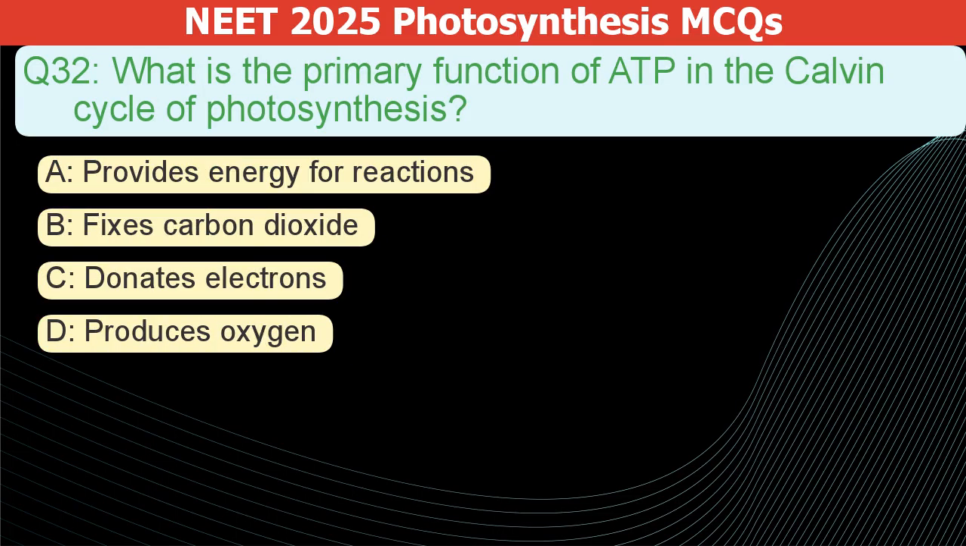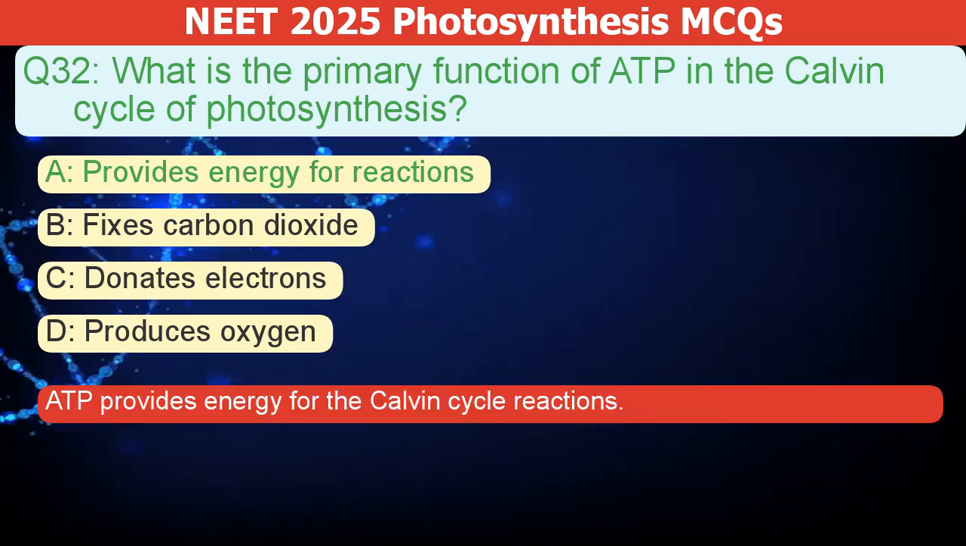What is the primary function of ATP in the Calvin cycle of photosynthesis? A. Provides energy for reactions. B. Fixes carbon dioxide. C. Donates electrons. D. Produces oxygen. The correct answer is A. ATP provides energy for the Calvin cycle reactions.